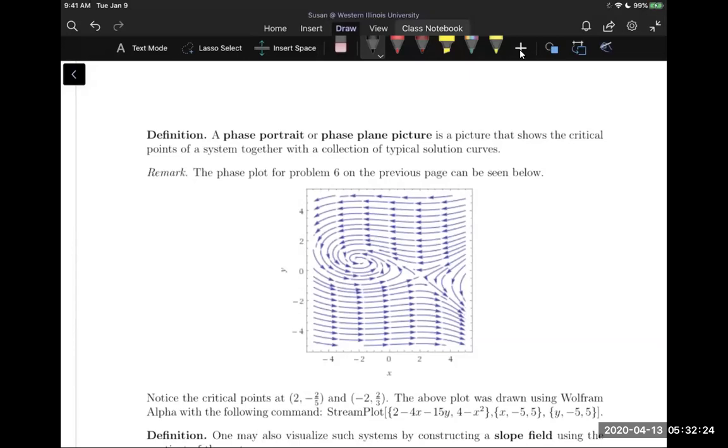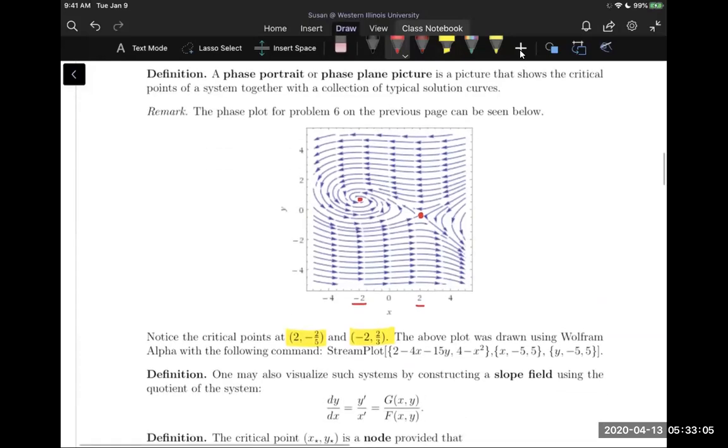But what I have here is a phase plot for the problem that we just worked on. Recall we just found these two critical points, and you can see those lurking up here in our phase portrait. So the point 2, negative 2/5. Here's positive 2 on the x-axis, and negative 2/5 is this point here that I just highlighted in red. And then negative 2, 2/3. Here's negative 2, and here it is. So you'll see this swirling action around the negative 2, 2/3. And then we have this saddle-like action happening at 2, negative 2/5.